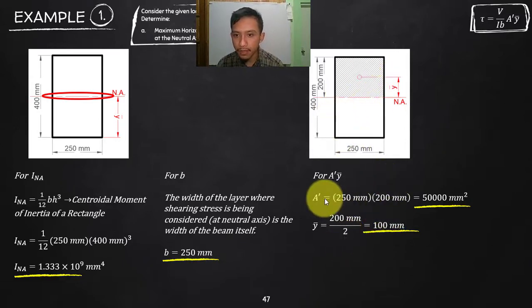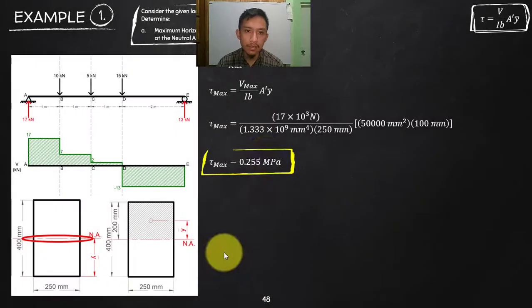So A prime, let's consider the top. That is 250 times 200. That will give us 50,000 millimeter squared. And then your Y bar there is half of your height, which will be 100. So we need to resubstitute. Vmax is 17 times 10 raised to 3 to make it Newton. Your I is in millimeter to the fourth. That B there is the dimension, which is still 250.